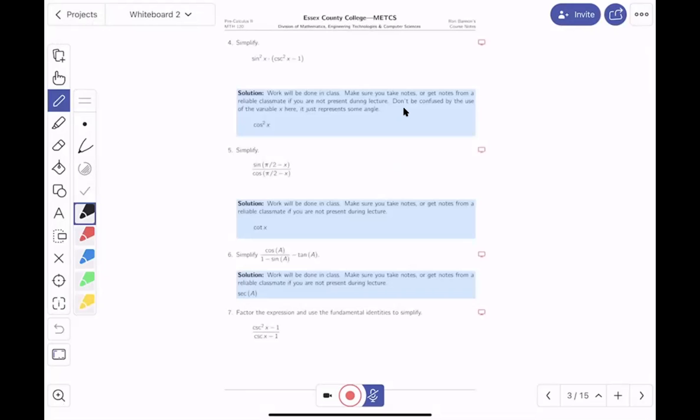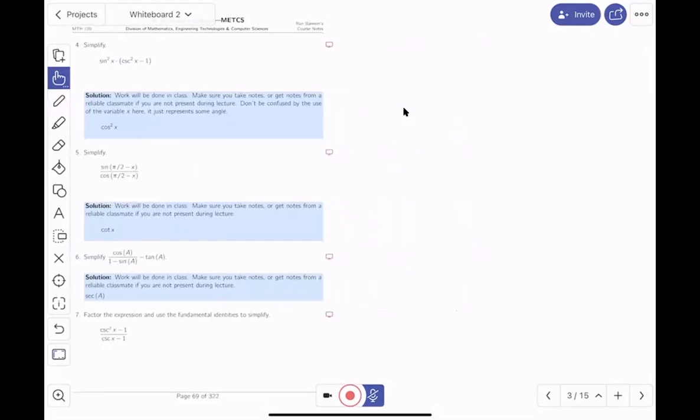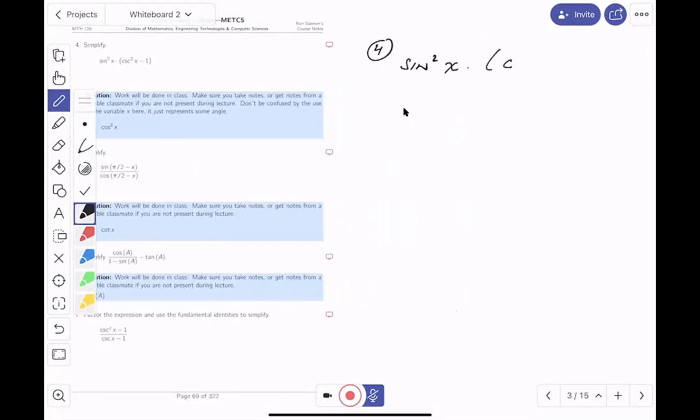All right, let's go to number 4. And my goal here is to simplify. That's what it asked me to do. All right, number 4 down for you. And I got sine squared x times cosecant squared x minus 1. Well, what I'm going to do over here is write the cosecant squared in terms of sines. What would that be? 1 over sine squared x minus 1. Then I'd simply multiply it out.